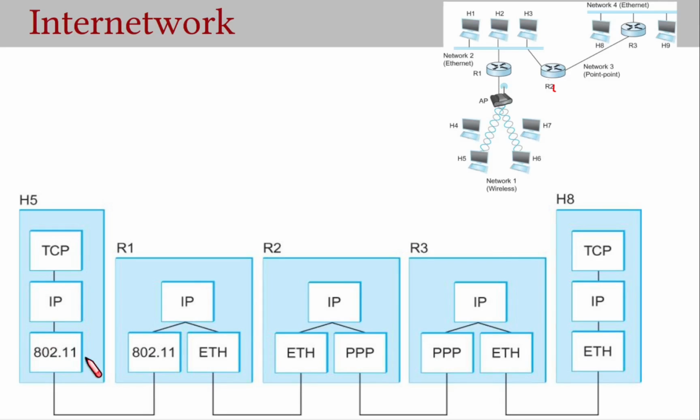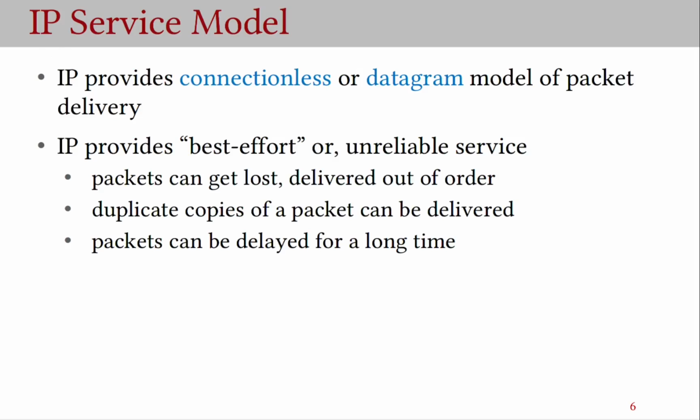As you can see, we have seen three different link layer technologies: Wi-Fi, Ethernet, and the point-to-point protocol. However, it's IP that's the glue layer that holds all of these together and allows this internetwork to operate as a logically single network. The term IP service model refers to the type of host-to-host service that IP provides.